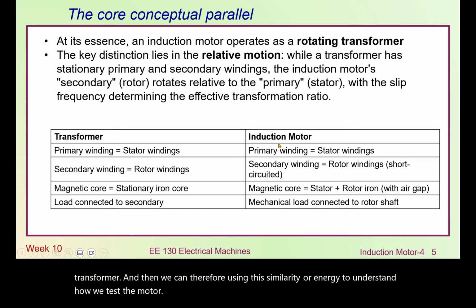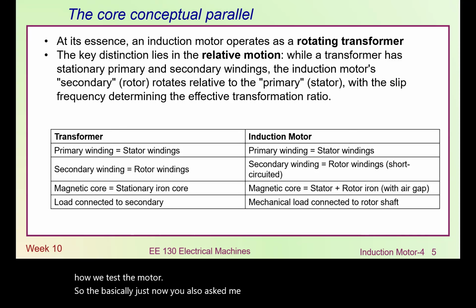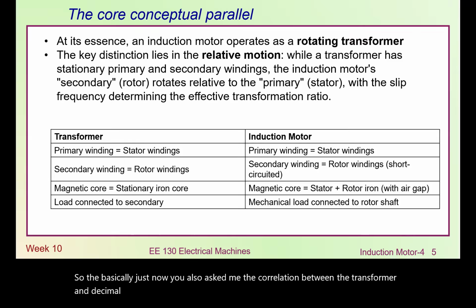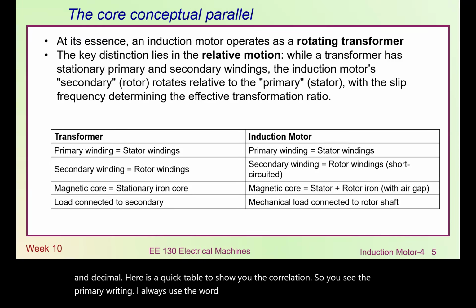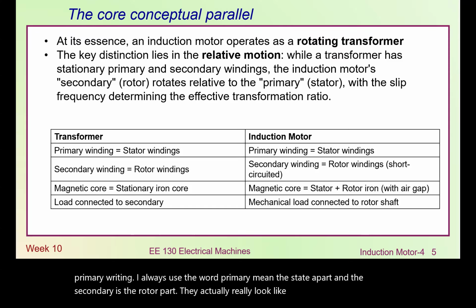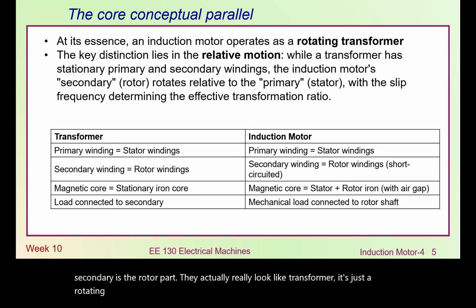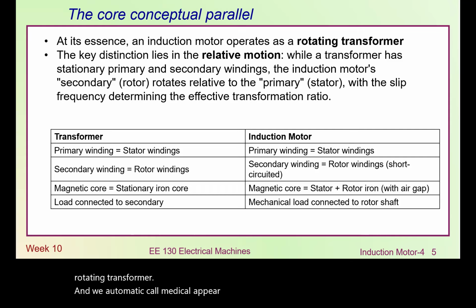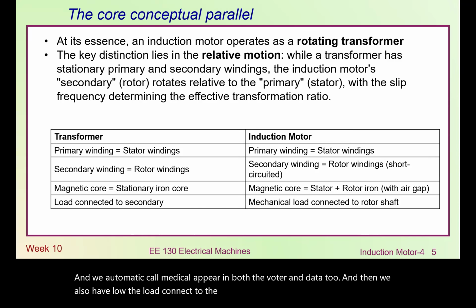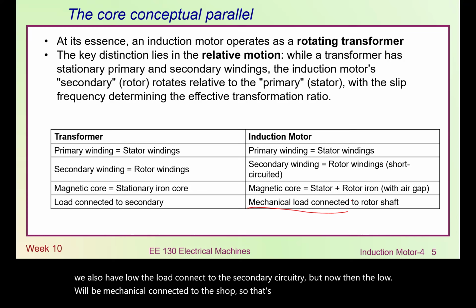Just now you also asked me about the correlation between the transformer and the induction motor. Here is a quick table to show you the correlation. I always use the word primary to mean the stator part, and the secondary is the rotor part. They actually really look like a transformer. It's just a rotating transformer. We also have a magnetic core, which appears in both the rotor and stator. And we also have the load connected to the secondary circuitry, but now the load will be mechanical, connected to the shaft. That's how we correlate them.